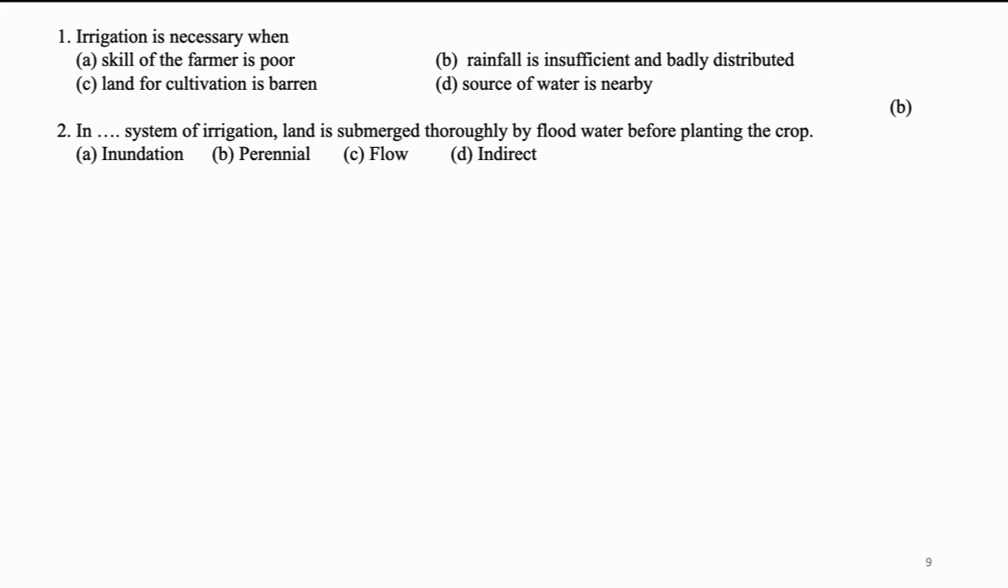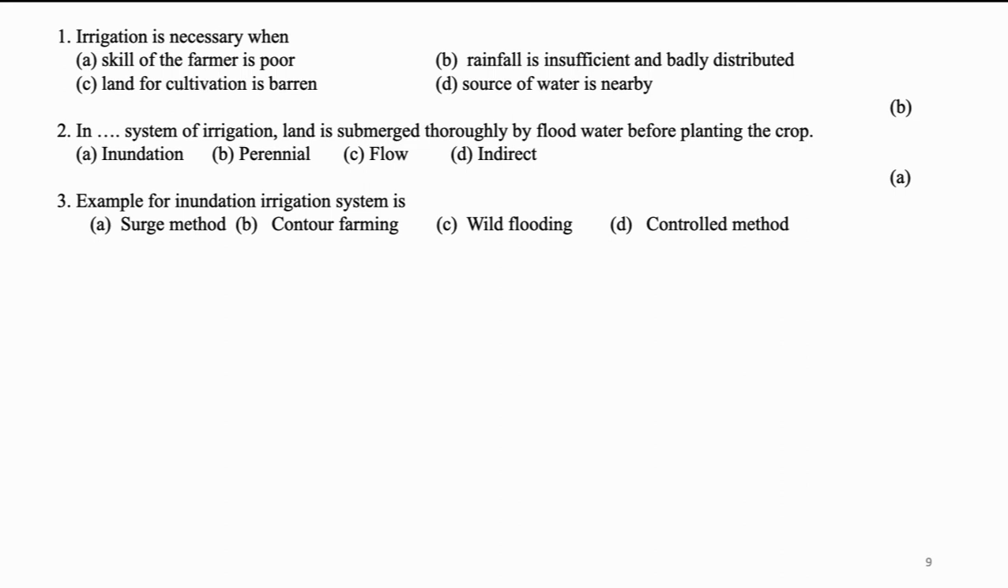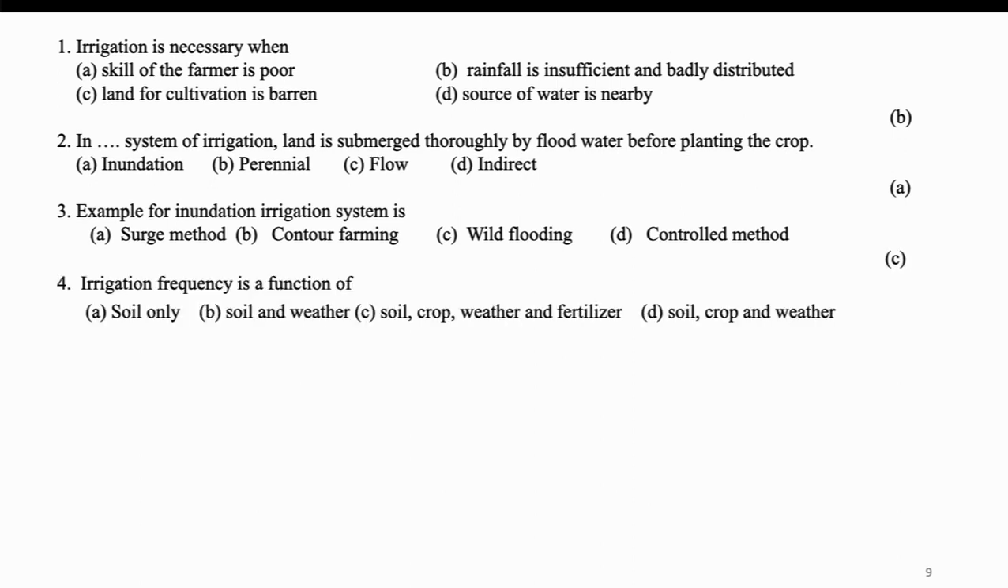Inundation, perennial, flow and indirect. A. Example for inundation irrigation system is surge method, contour farming, wild flooding, controlled method. C. Irrigation frequency is a function of soil only, soil and weather, soil, crop, weather and fertilizer, soil, crop and weather.